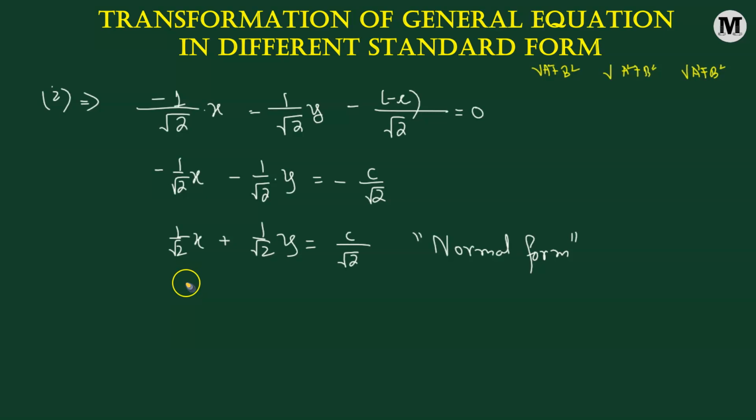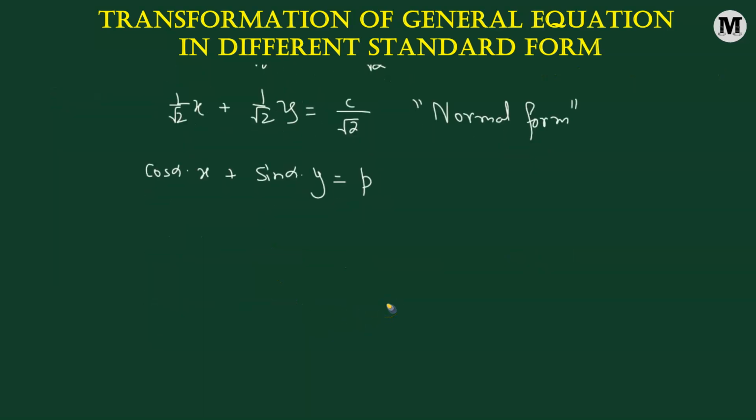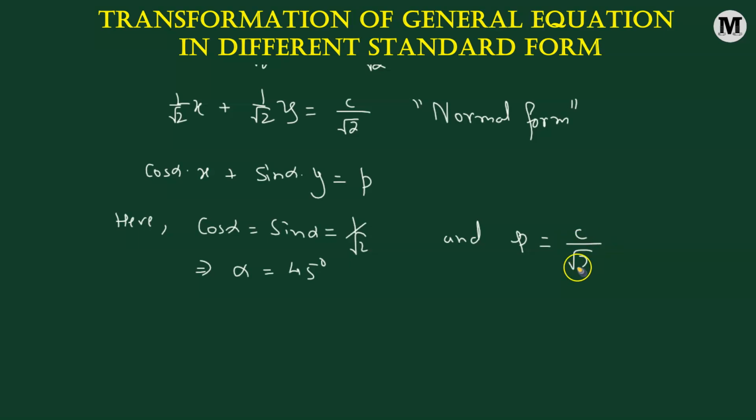However, if we compare it with the actual formula for the normal form of the line, what we have is cosine of alpha times x added to sine of alpha times y, which equals the perpendicular distance of the line from the origin. Now clearly cosine of alpha and sine of alpha equal 1 over square root of 2. So here we have cosine of alpha equals sine of alpha, and both give the value 1 over square root of 2, which implies that alpha must be equal to 45 degrees. And then the perpendicular distance p comes out to be c over square root of 2.